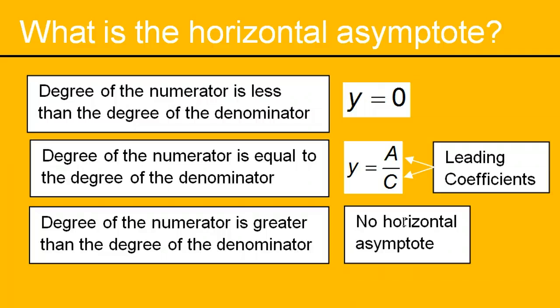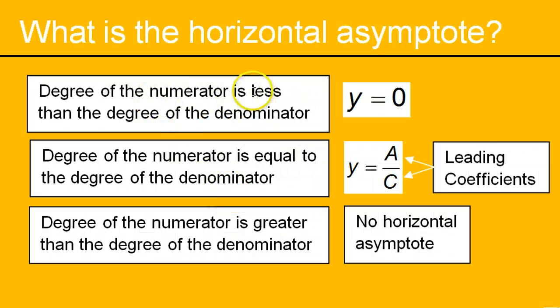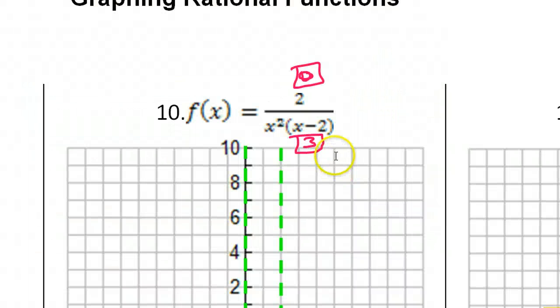So which situation are we in? Let's analyze the degree. In the top here, the degree is 0 because there are no variables up here. Down here, the degree is actually 3. You have to imagine doing the distributive property, but x squared times x is x to the third power, so that's degree 3. The point is, the degree of the numerator is less. And we just said if the degree of the numerator is less, then y equals 0 is the horizontal asymptote.